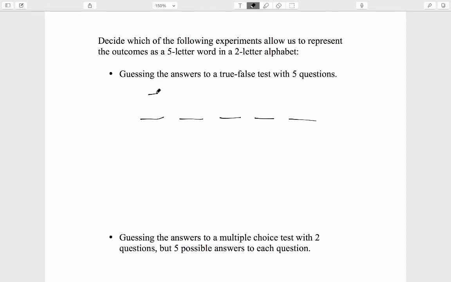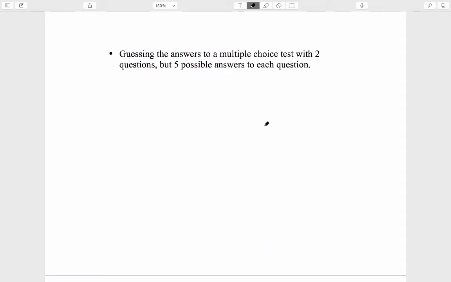The experiment itself is a 5-stage process where there are 2 possibilities at each stage. At each stage, you can write T or F down on your test paper. So an outcome is an exam paper that you submit, and that exam paper will look like a sequence of T's and F's.